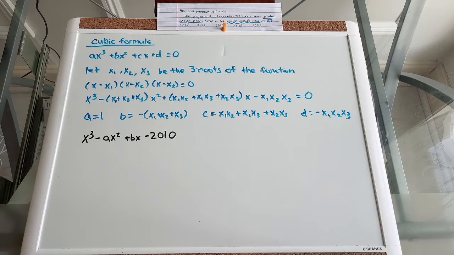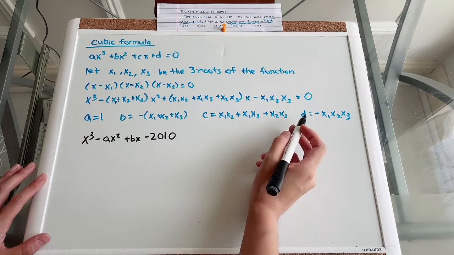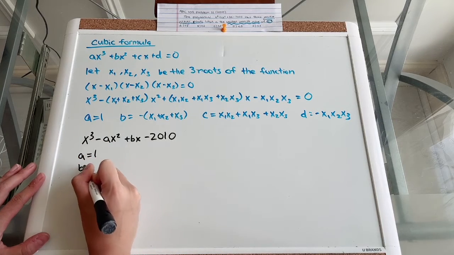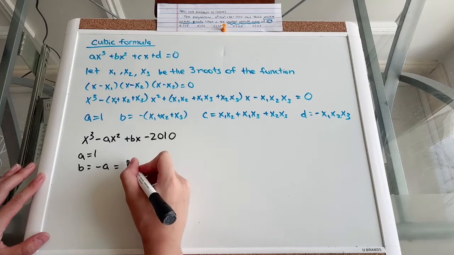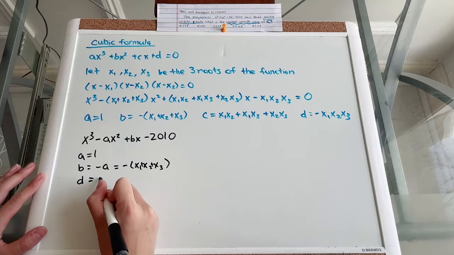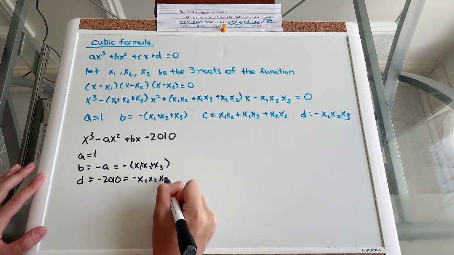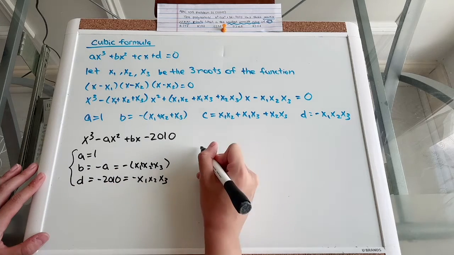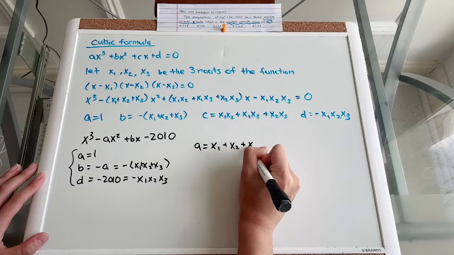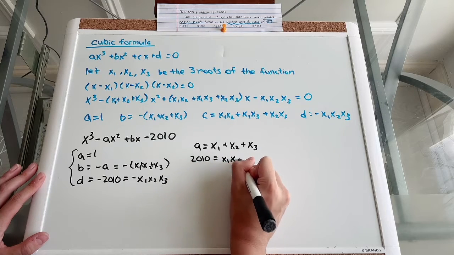So let's list a system of equations to solve for this. Well, we know that according to the a, b, c, d in any cubic formula, the a in this equation would be 1, and then the b would be the negative a, which is equal to negative (x1 plus x2 plus x3). The d would equal negative 2010, which is negative x1 x2 x3. If we simplify this part, then a is equal to x1 plus x2 plus x3, and 2010 is equal to x1 times x2 times x3.